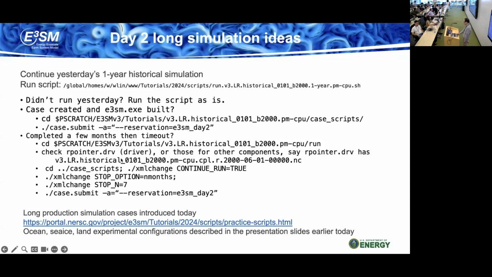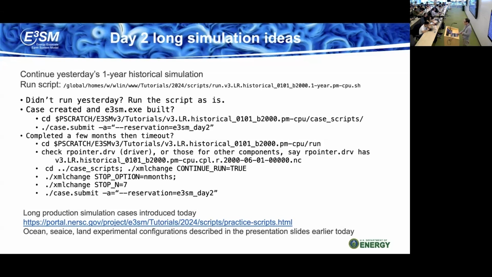I take the example of the driver, which is the coupler. Other components are similar. So you look at the rpointer file, and it will show a format like this one. It's 2006, that will be the beginning of June. You could write the middle of June, but this one is the beginning of the month, there's the pointer file there. From this one, you will know it completed 5 months. Then to complete 12 months, 1 year, you need to run another 7 months. The first step, go back to the case script directory again, and change the continue run to true. Initial setup is false, so you resubmit it to start from month 1 again.